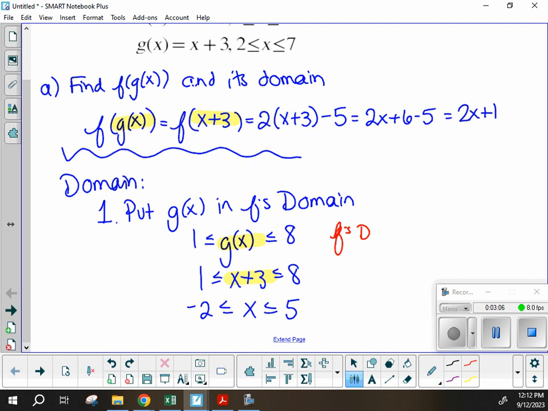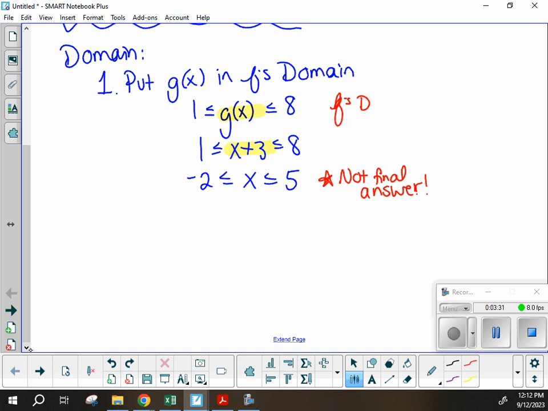Now that is not the final answer. Because at this point, we have only considered the outer layer, f's domain. But if you, again, look at f of g of x, the very first thing you really do if you were evaluating that composition is put x into g. So step 2 is to take this, not the final answer inequality, and intersect it with g's domain. We have not considered g's domain yet.